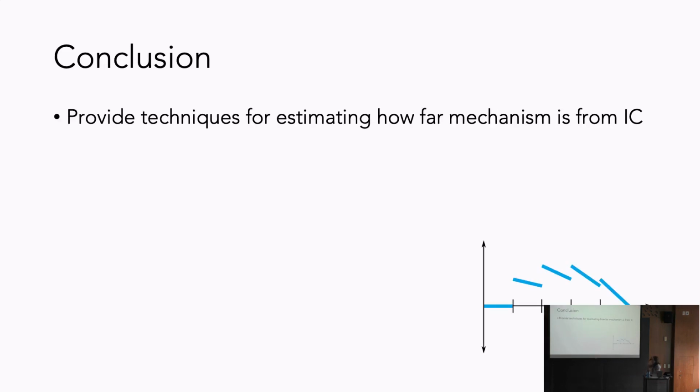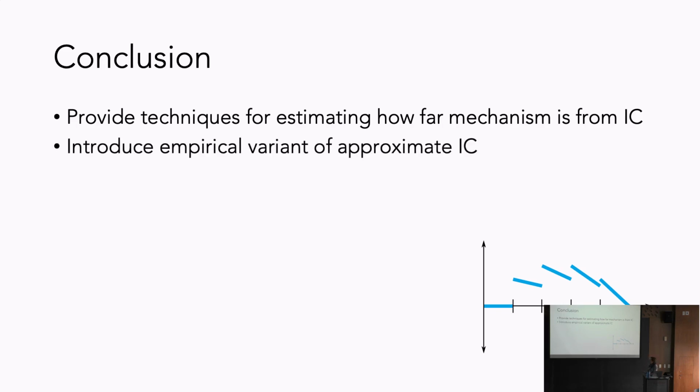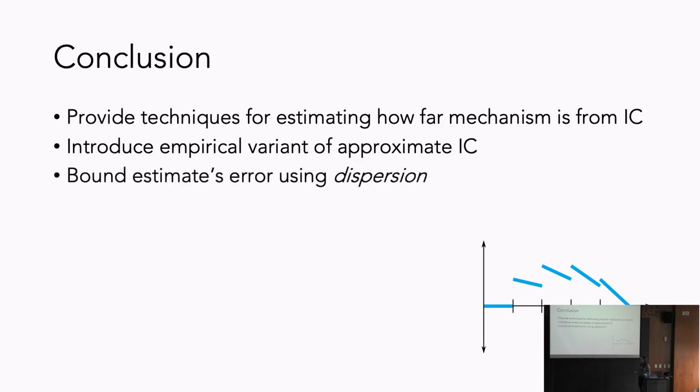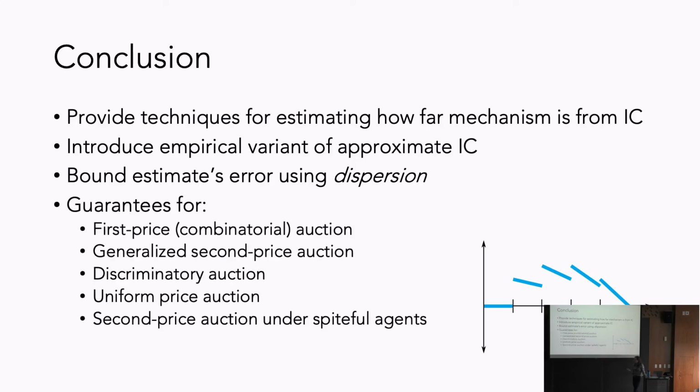So to conclude, we provide techniques for estimating how far a mechanism is from incentive compatible. We introduce an empirical variant of incentive compatibility, approximate incentive compatibility, and we bound our estimate's error using this notion of dispersion. We provide guarantees for a bunch of different auction classes. We saw the first price auction, but we also do combinatorial first price auction. We also do generalized second price auction, discriminatory auction, uniform price auction, and an auction I didn't even talk about, which is called the second price auction under spiteful agents.